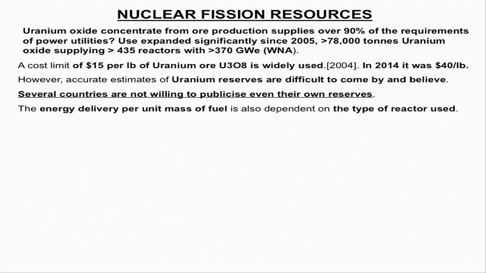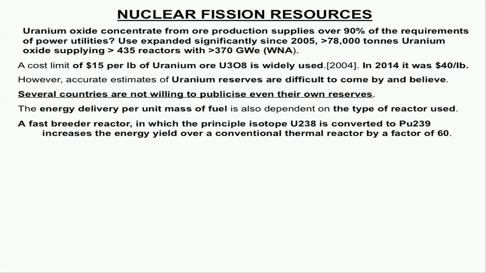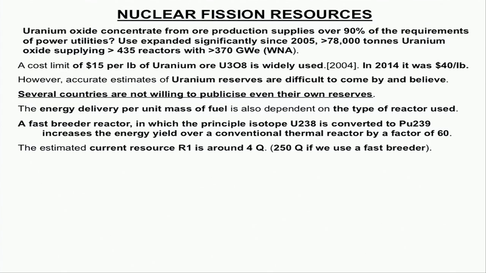The energy delivery per unit mass of fuel is also dependent on how you burn that fuel, the type of reactor you use. For example, we mentioned this before, a fast breeder reactor, where we have the main isotope U-238 converted to plutonium-239, increases the energy yield over a conventional thermal reactor by a factor as much as 60, which is why fast breeder reactors are actually preferred. Now, the current resource R1 for nuclear fuel is around about 4Q, but obviously if we were to use that in a fast breeder reactor, it would be up to about 250Q. That's a big increase.